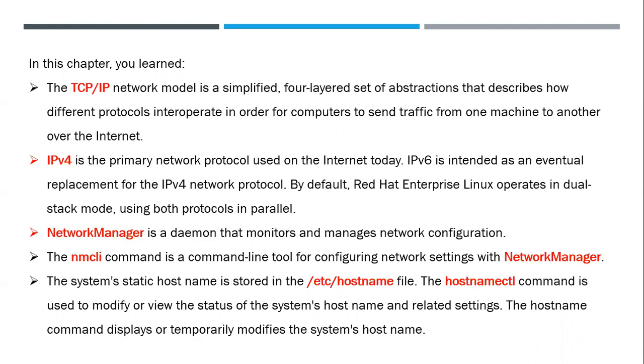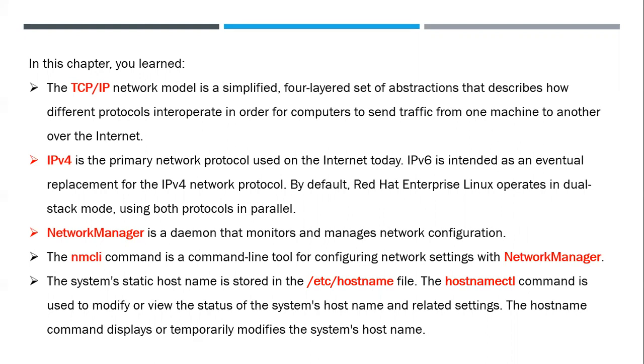IP version 4 is the primary network protocol used on the internet today. IP version 6 is intended as an eventual replacement for the IP version 4 network protocol. By default, Red Hat Enterprise Linux operates in dual stack mode, using both protocols in parallel. Then we have the NetworkManager. It's a daemon that monitors and manages network configuration. The nmcli command is a command line tool for configuring network settings with NetworkManager, which is not the only tool for configuring the network, but we also have nmtui. We also have nm-connection-editor.